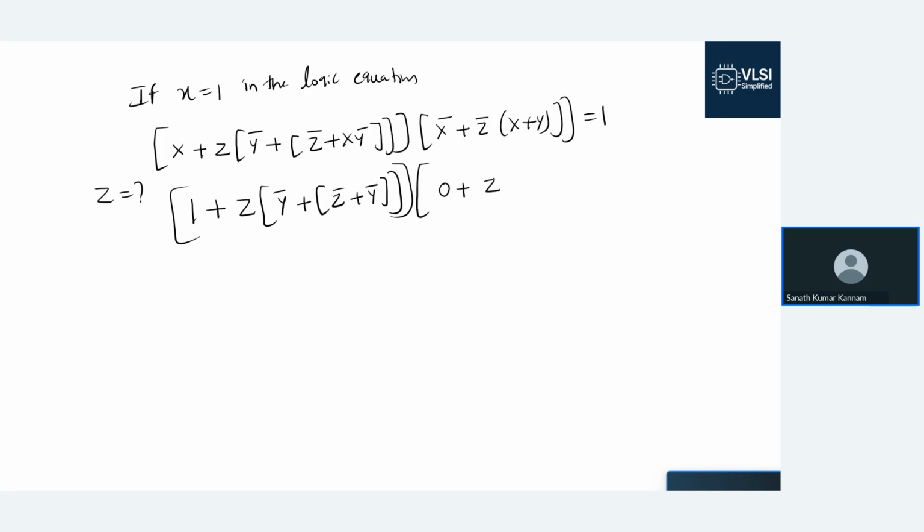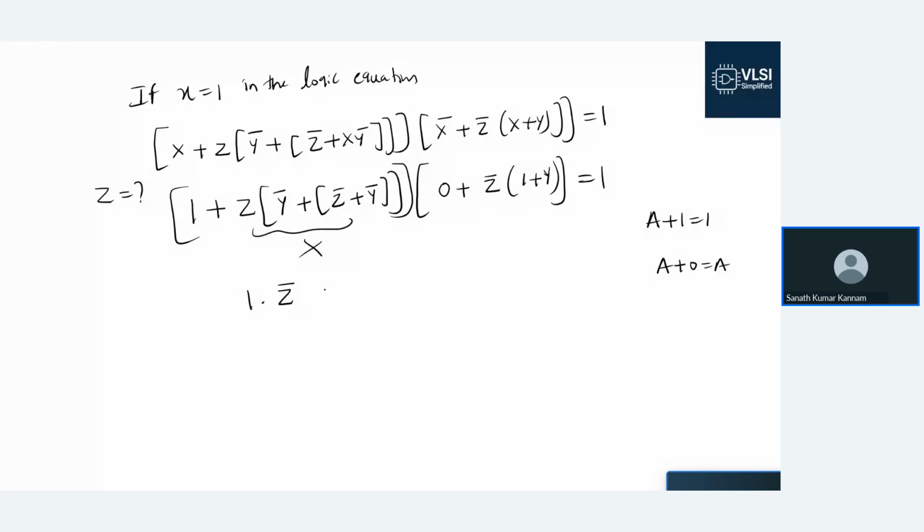0 or Z bar, 1 or Y. This is equal to what? 1. Okay. Anyway, this is 1 and something. This is something. Let us take X. So you know that A·1 equals what? 1. Okay. And you know that A·0 equals what? A. Okay.